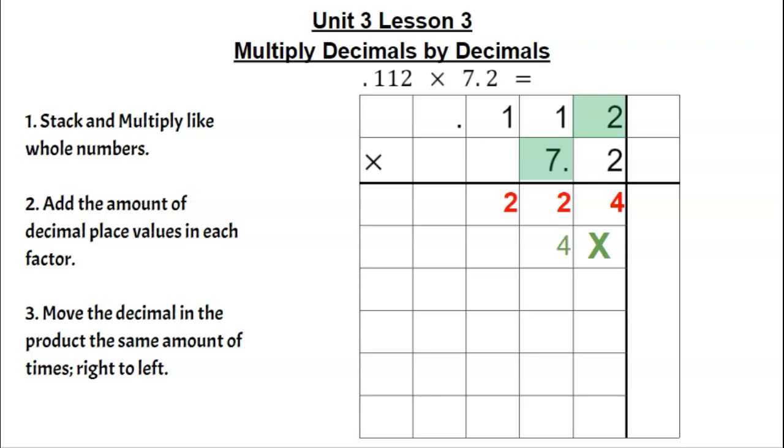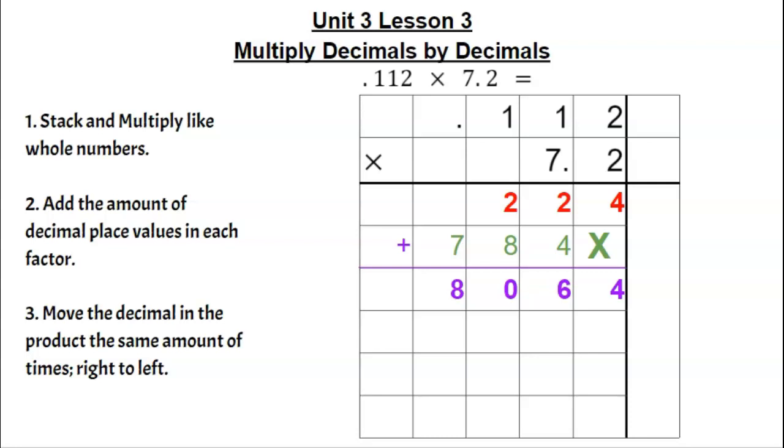So then we have 7 times 2 is 14, carry the 1. 7 times 1 is 7 plus 1 is 8, and then 7 times 1 is 7. Add your 2 products. We get 8,064. But it's not truly 8,064.